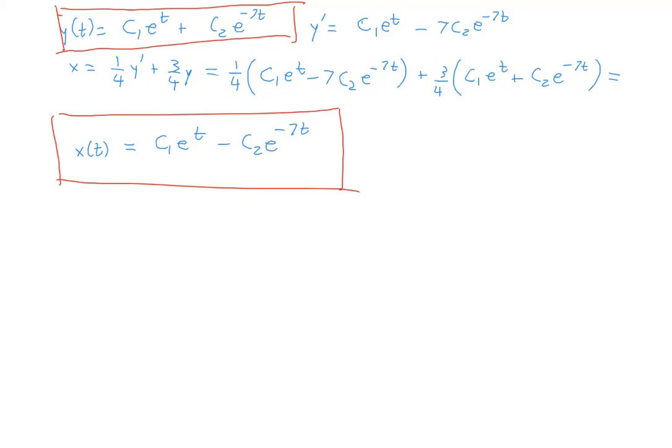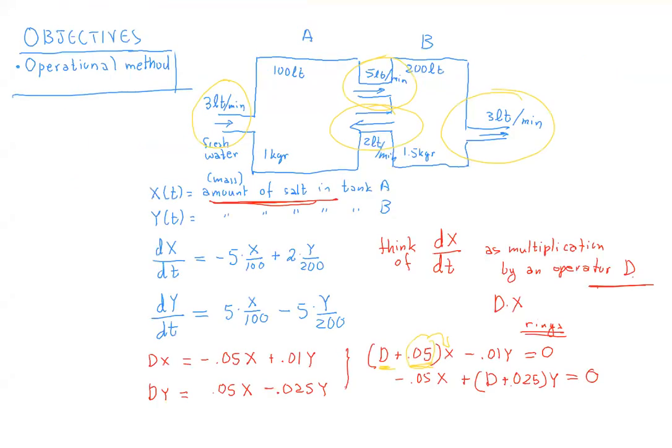So for example, if you look at the very first problem that we have done, this could have been given as an initial value problem. What would have been the initial conditions here? The initial conditions would have been that x of 0, the mass of salt in the first tank, is 1 at time 0, and y of 0 is equal to 1.5, and that's it.